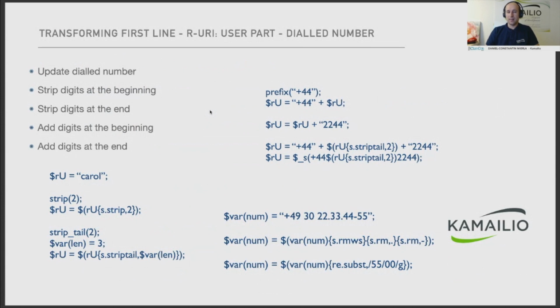First slide, it's about transforming the first line and practically the request URI, focusing on the user part. That's from the SIP specification point, like the username part of the request URI. In telephony, that will be the dial number, more or less. So if it's a number, typically you want to add a prefix, like a country prefix, UK here +44, or you want to strip something like an area code or a leading code, like a leading 0 when dialing out.